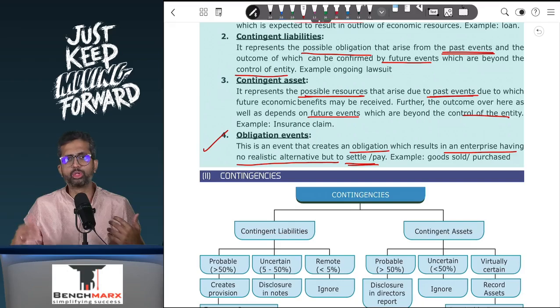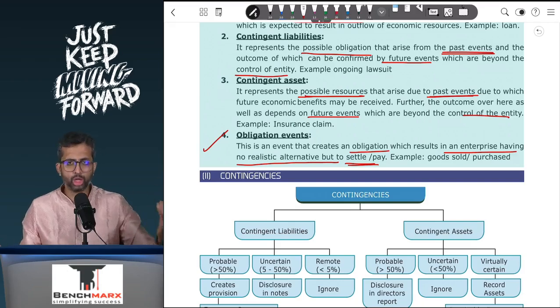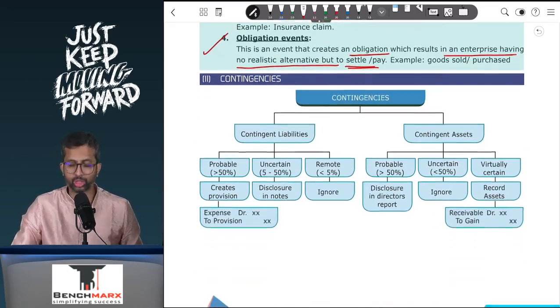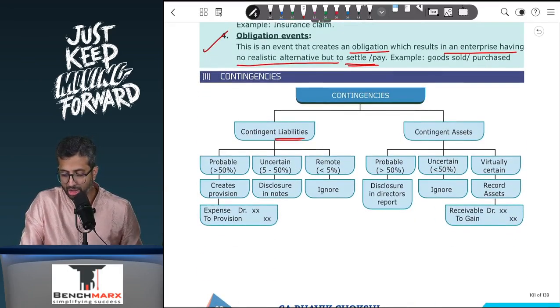When you create a provision, typically the lawsuit or compensation expense will be debited to the P&L account. Over here, when you're looking at contingencies, this can be a contingent liability. If it is probable, how do you define probable? More likely than not, a more than 50% chance, then you create a provision, that is expense account debit to provision. However, if it is uncertain, anywhere between a 5 to 50% chance, then you will just give a disclosure in the notes to accounts.